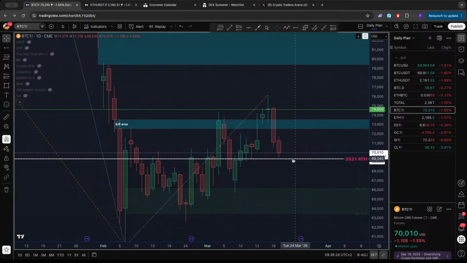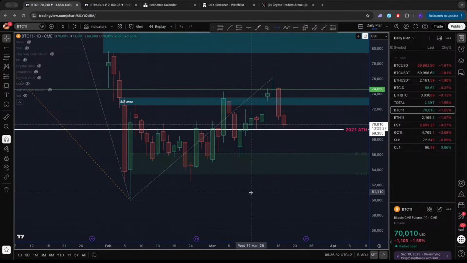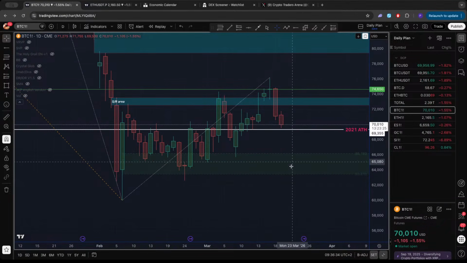If we accept below 69, well, you don't want to hear my opinion. The next level is in the long reload zone here. Maybe even some liquidity from these points. Possibly even 60k if we accept below 69. This is an important level. And if we accept below it, it's not nice. It's just not nice. Okay, that's Bitcoin on CME.